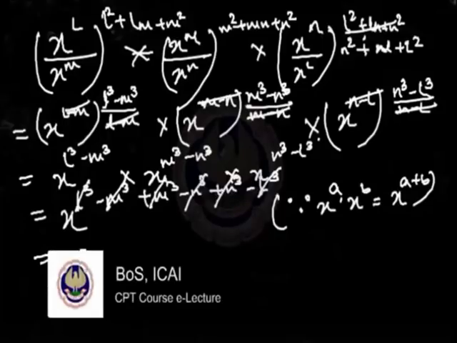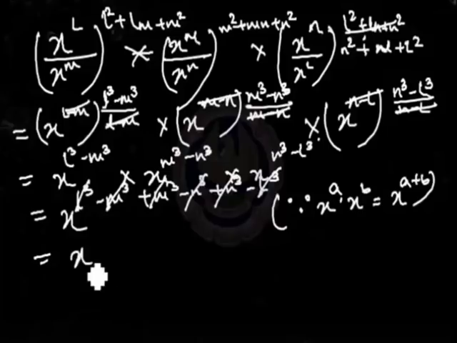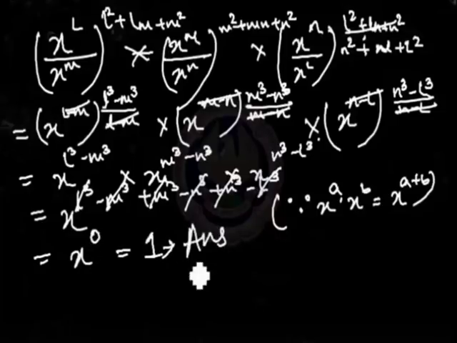If everything gets cancelled, what is it? It is 0. Please don't get confused and say that this is equal to 1. This is actually equal to 0. So x to the power 0, which is equal to 1, and this is the answer, right? There are some people who believe if everything gets cancelled, it is actually equal to 1. No, please, it's actually equal to 0.